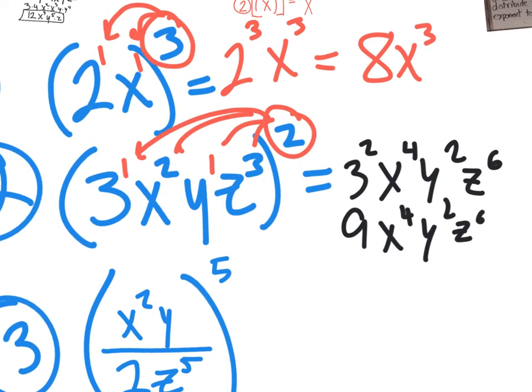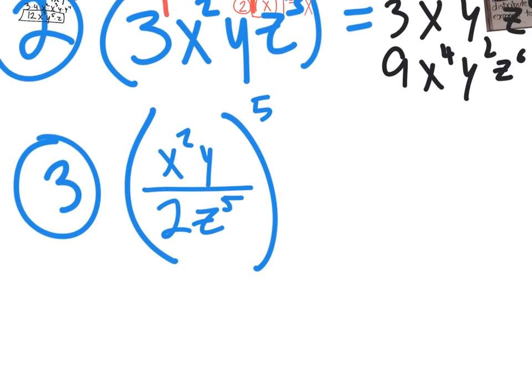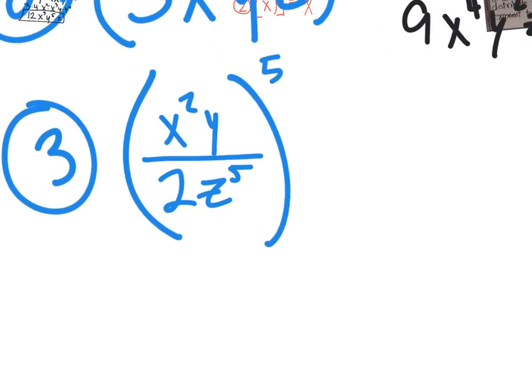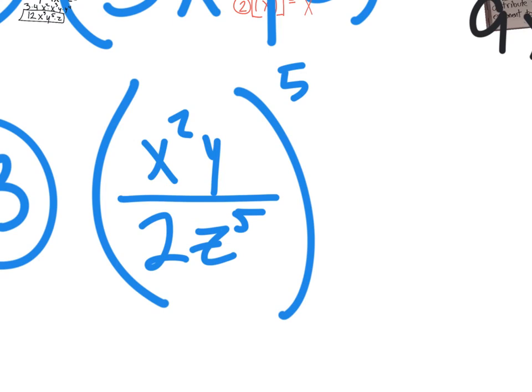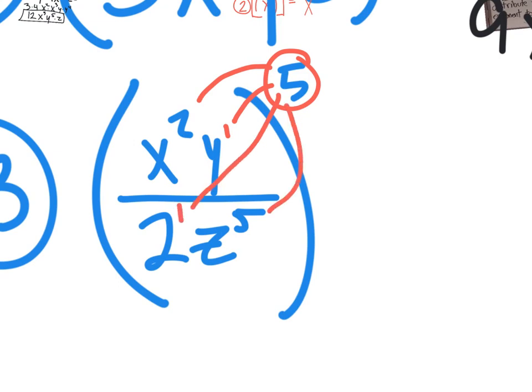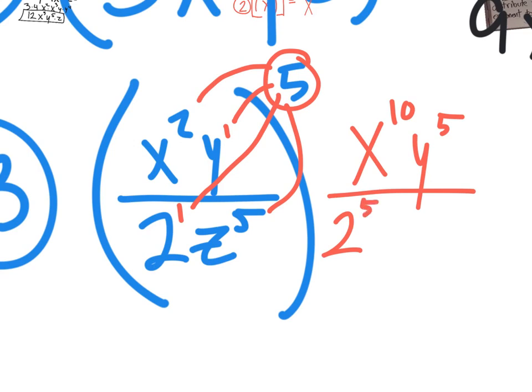And now for the last one, the most entertaining one. You have a fraction, and you want to distribute the outside exponent to every term on the inside exponents. Or on each exponent on the inside. So 5 is going to get distributed to the 2 and to the invisible 1 on the y. The 5 is going to get distributed to the invisible 1 on the 2 and the 5 on the z. So our final answer is going to be what? X to the 10th, y to the 5 over 2 to the 5th, and z to the 25.